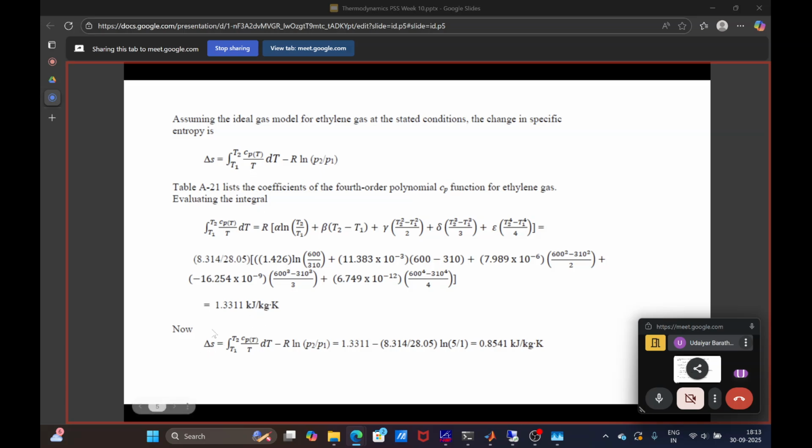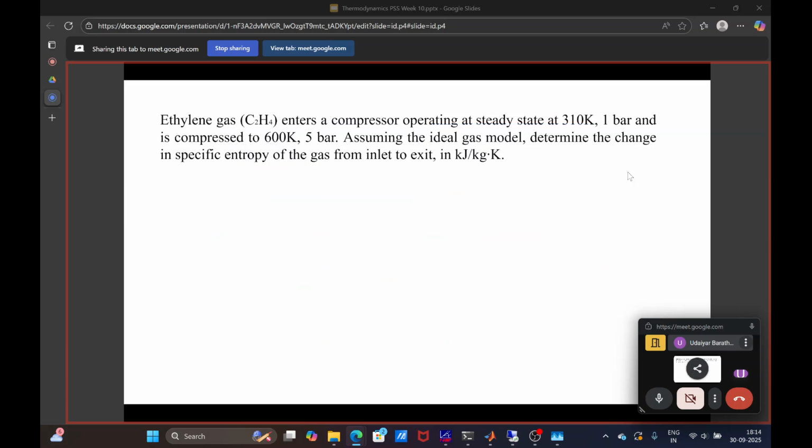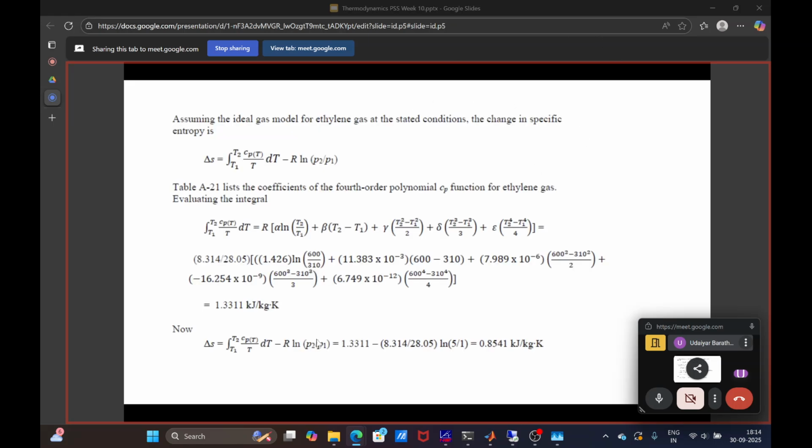And now the total entropy change, delta S, is the integral of Cp by T dT, which we have found with respect to temperature change, and with respect to pressure change it is minus R ln P2 by P1, which we already know. The final pressure is 5 bar and initial is 1, so R ln 5 by 1. That comes out to be 0.8541 kilojoule per kg Kelvin.